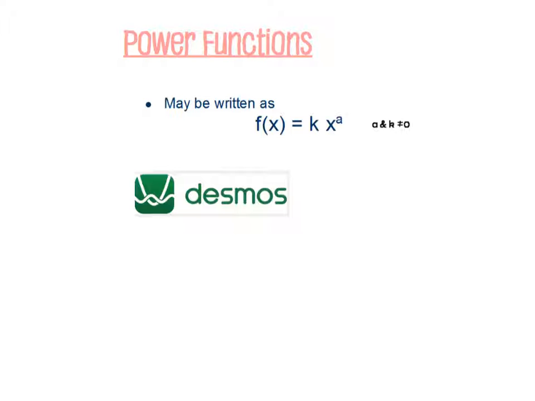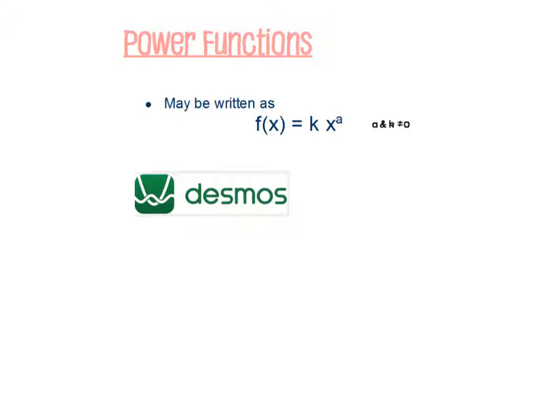And they tell you that a and k cannot be 0. If k was 0, this whole thing would turn to 0, and you'd have y equals 0. That's just a horizontal line, not really a power function. If a were equal to 0, that'd be this exponent right here. Recall that anything raised to the 0 power is going to equal 1. And if this was 1 times k, then you'd have just y equals k, or y equals some number. That's also a horizontal line, not really a power function. We need those to be something other than 0.